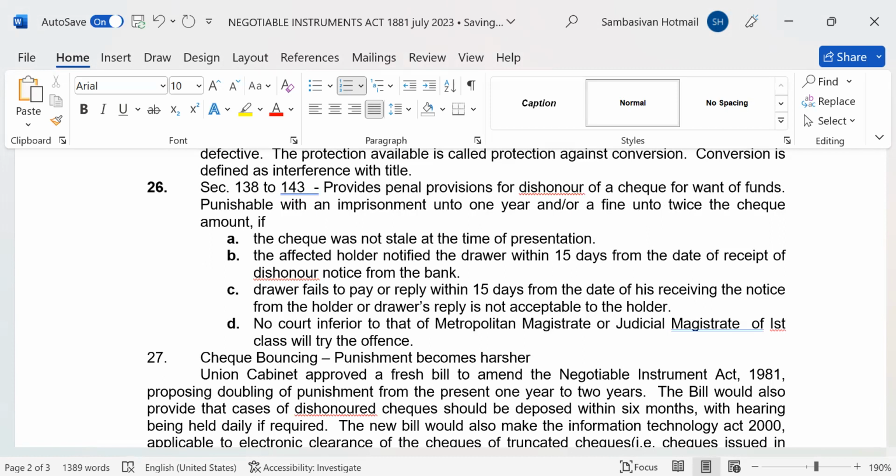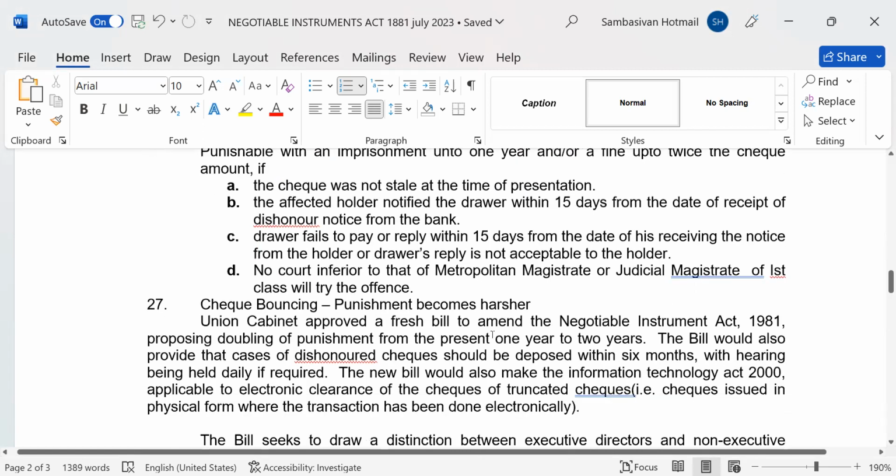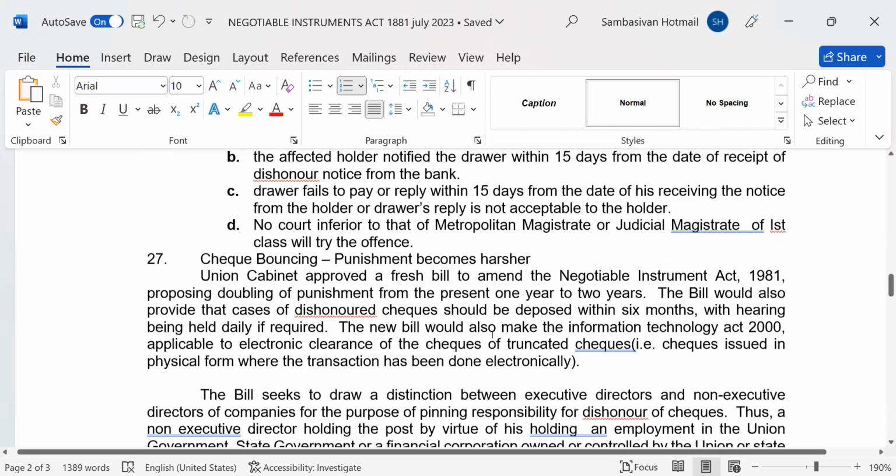Fine, up to twice the check amount. If the check was not stale at the time of presentation, the affected holder notified the drawer within 15 days from the date of receipt of dishonor notice from the bank, and the drawer fails to pay or repay within 15 days from the date of his receiving the notice from the holder, or the drawer's reply is not acceptable to the holder, no court inferior to that of metropolitan magistrate or judicial magistrate of first class will try the offense. Check bouncing.